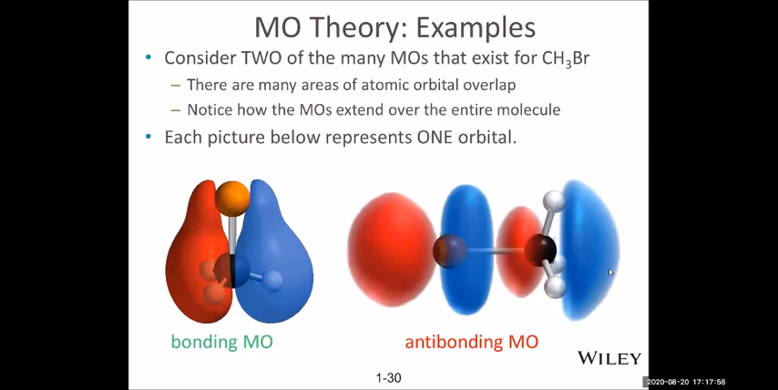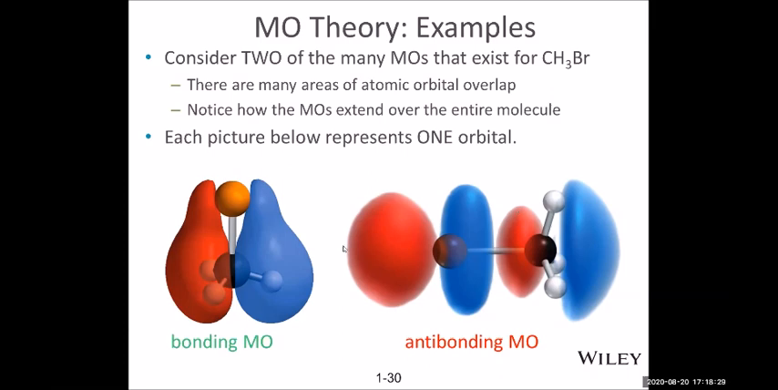And it can be more complicated. These just show you visually a good idea of how the actual MO looks. This is a molecule, CH3Br. We call it methyl bromide. Among the high energy molecular orbitals of this compound, there are bonding molecular orbitals, and there are also antibonding molecular orbitals.